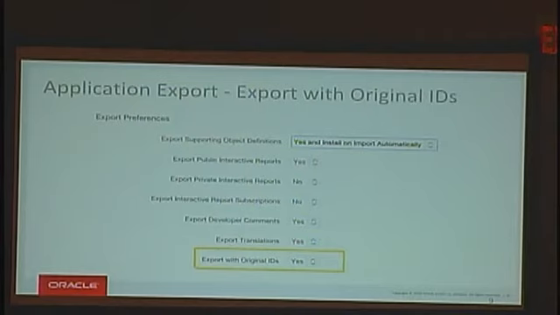And now with this export original IDs set to yes, which we will probably remove in a future release of Apex and always export with the original IDs, because I think that's what most people actually want to have, we try to keep the IDs as they have been before, so you can do the diffs within your version control system. That should make it a lot easier to find out what has been changed in an application.